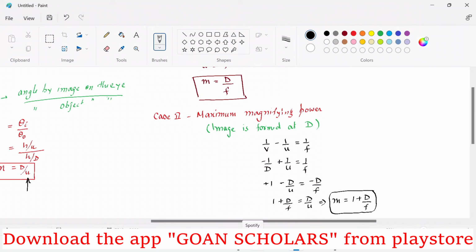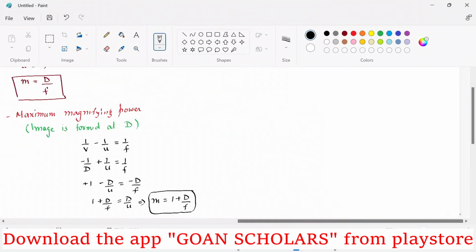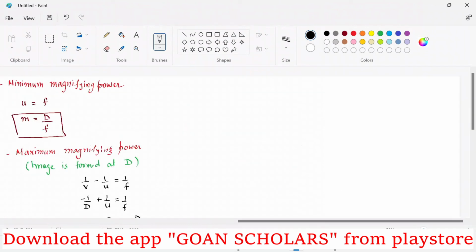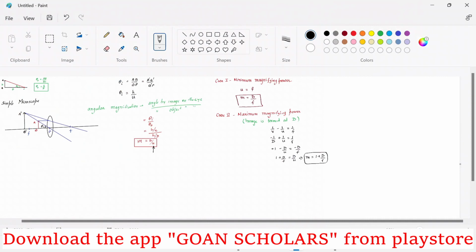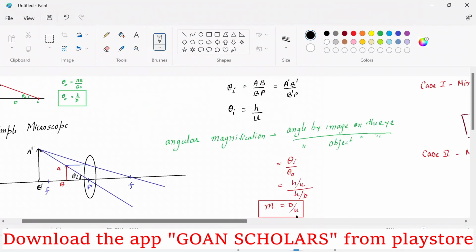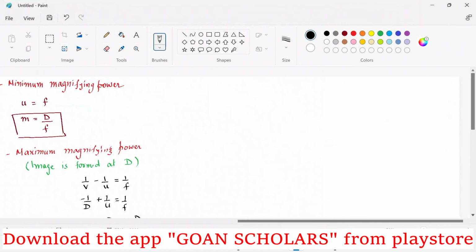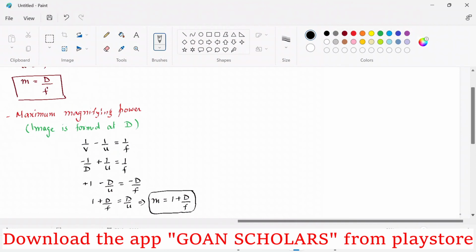Okay, let's move to our compound microscope and make use of these things which we have solved here. Let me just minimize it. Let's use the concept of compound microscope. Now, before we go to compound microscope, the question is, sir, why do we need a compound microscope? We need a compound microscope because of this limitation which you can see here, 1 plus D by F.